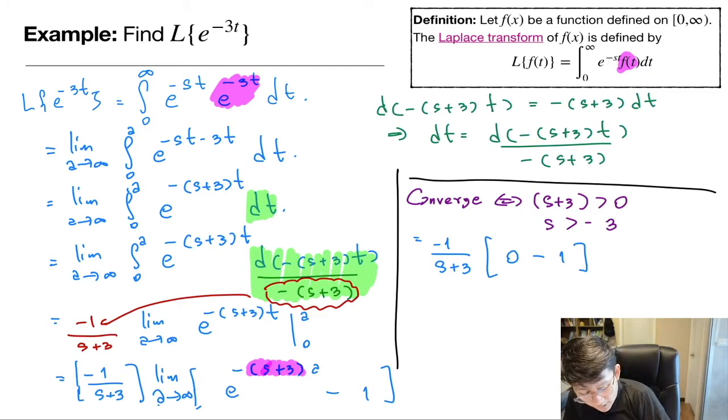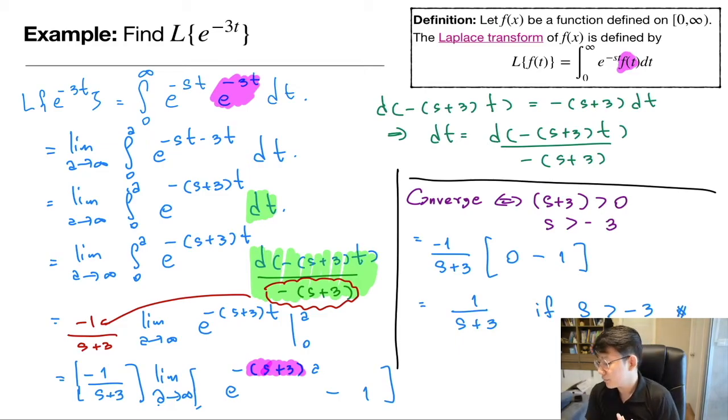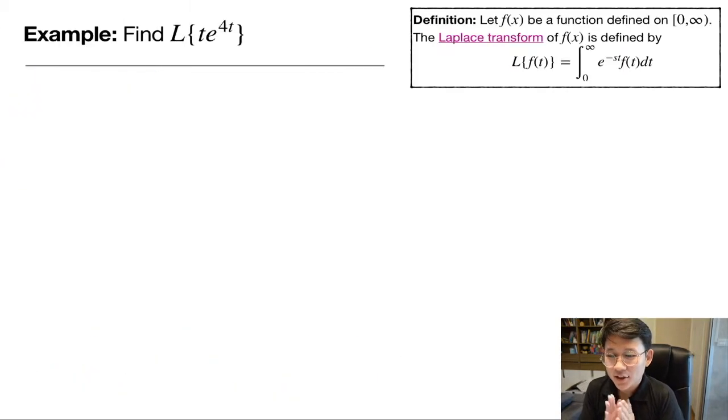So we have that it is 1 over (s plus 3) if s is bigger than minus 3, and that is the Laplace transform of e to the minus 3t. Okay, cool. Next example, find the Laplace transform of t e to the 4t.